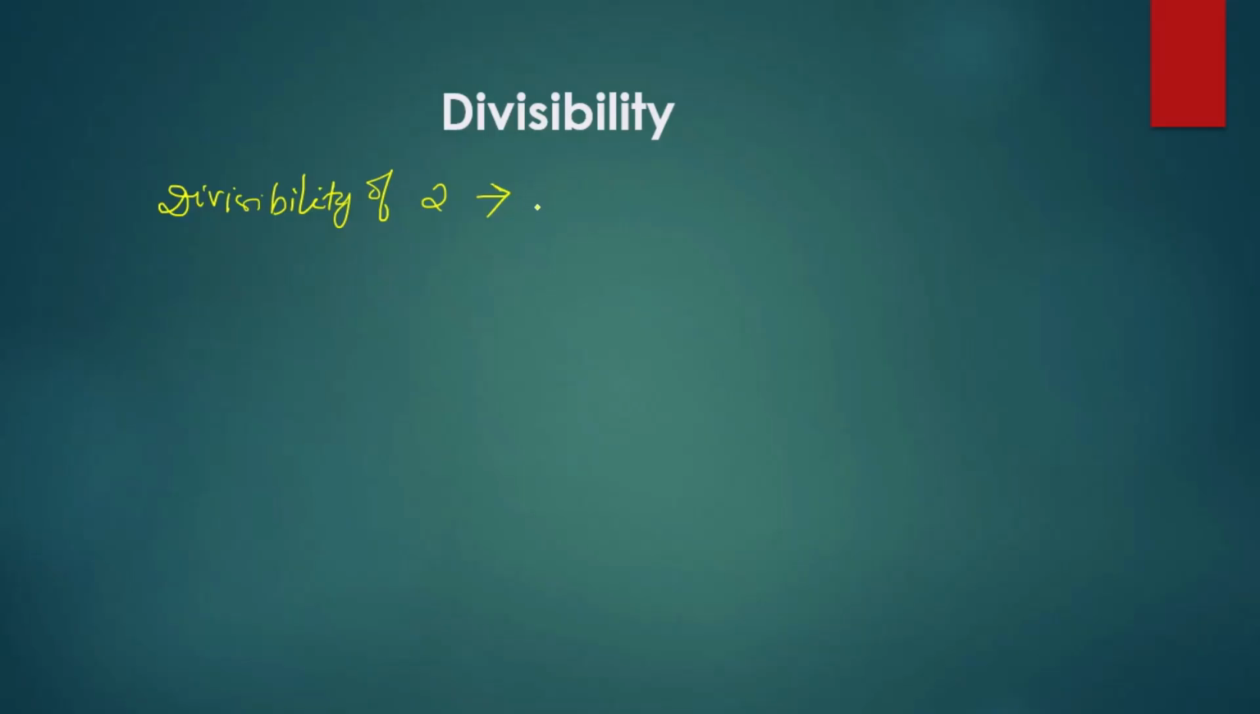The divisibility of 2: if the unit digit is 0 or a multiple of 2, then the number is divisible by 2. For example, 20. Here the unit digit, that means the last digit, ends in 0, so this number is divisible by 2. Here the unit digit, that is the last digit, ends with a multiple of 2, so this number is also divisible by 2.